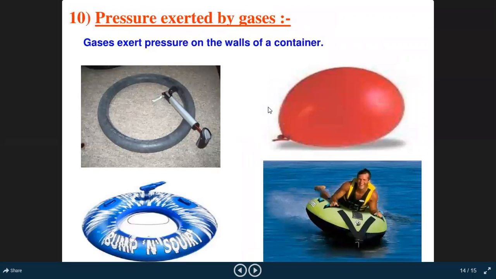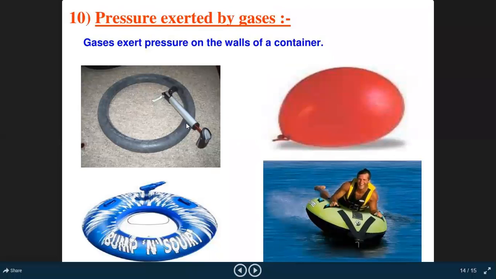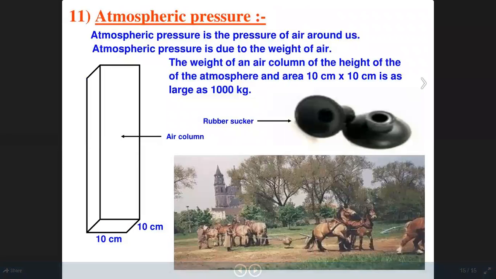Same way, pressure exerted by gases. These are the examples, right? Inflating balloons and these tires and tubes which we use, and for swimming also we use. This is pressure exerted by gases. Last but not the least, atmospheric pressure. Atmospheric pressure is the pressure of air around us, very strong, very powerful.